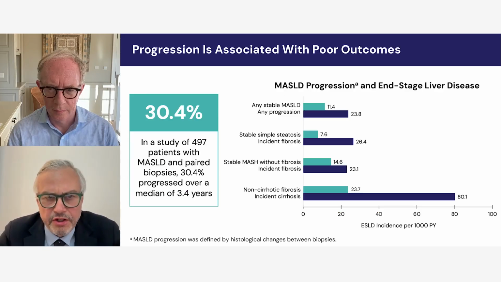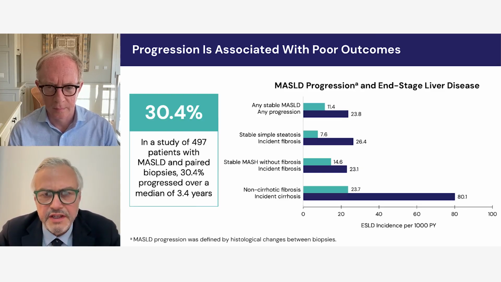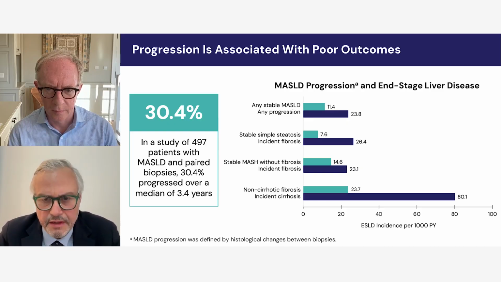We know that progression is associated with poor outcomes. In this Swedish cohort of almost 500 patients with MASLD and paired biopsies, 30% of them progressed over a median follow-up of 3.4 years. And more importantly, those patients with progression have an increase in the incidence of end-stage liver disease, especially those with incident cirrhosis, as you can see in the slide.